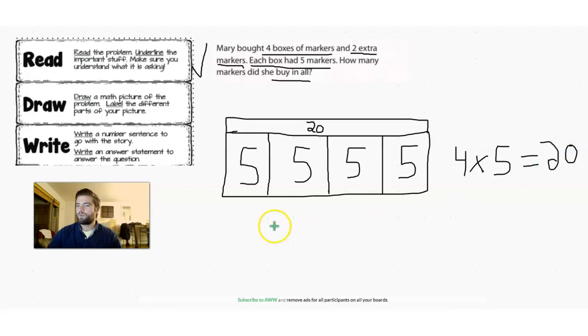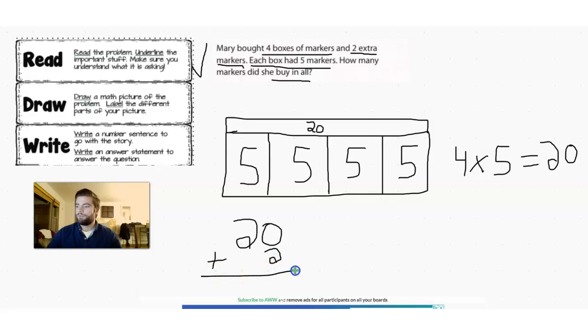And for this one, we don't really need to draw another picture. We can just add 2 extra markers to our group of 20 that we already have. 20 plus 2 equals 22. And forgive my handwriting. Those are not 6s, those are 2s. I'm working on it. Okay, so we drew our picture and we labeled the different parts.